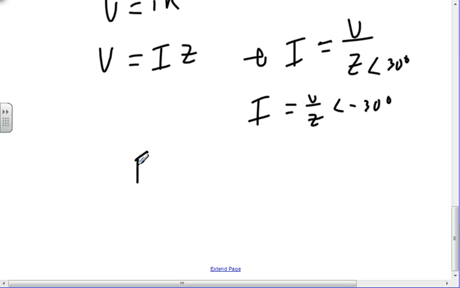So ELI the ICE man says that voltage leads current. Well, if current is minus 30 and voltage is at 0, then it certainly is leading it. So that's how that happens. All right. Happy about that? Yeah, why not?